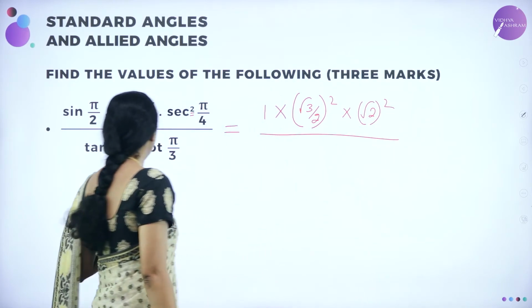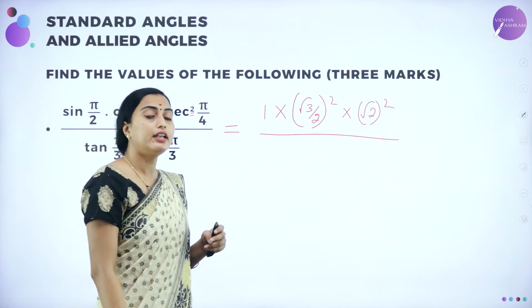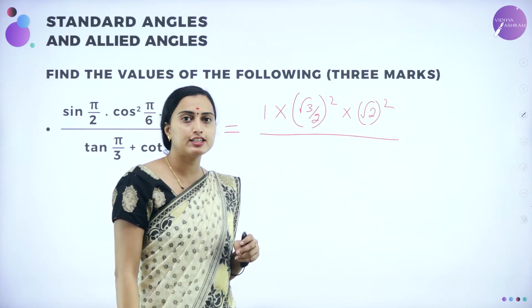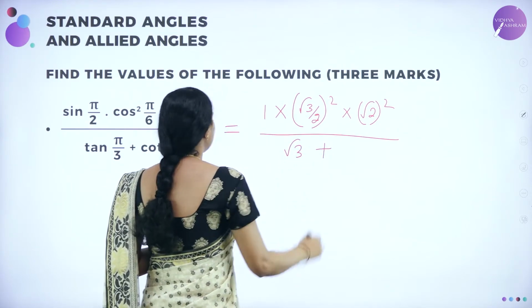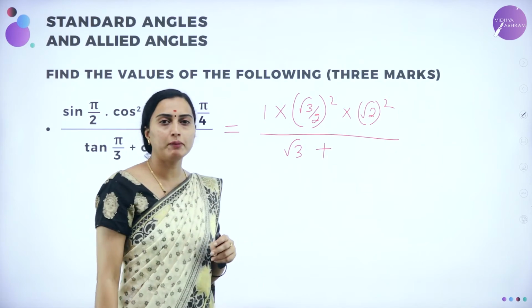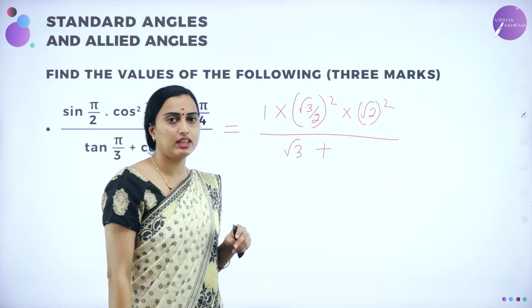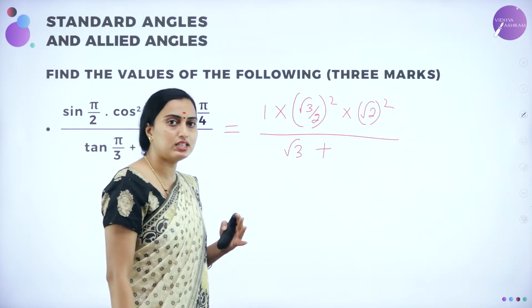divided by, again continuing the value with tan pi by 3. What is tan pi by 3? Tan pi by 3 means tan 60 degree. You know tan 60 degree is nothing but root 3, as it is I am writing root 3 plus cot pi by 3. Cot pi by 3 means cot 60 degree. Cot 60 degree is nothing but, so tan 60 degree is root 3 means cot 60 degree will be 1 by root 3.